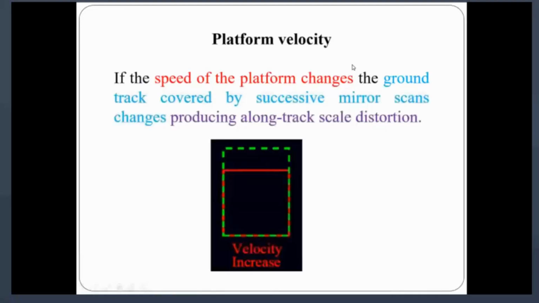Then suppose there is a change in the speed of the platform. What happens is the ground track covered by the successive mirror scans will change. Suppose the velocity has increased suddenly, we will have a greater image, a greater area now. So this kind of error of change in platform speed will also cause along track scale distortions. This happens more commonly in aircraft-based remote sensing methods.